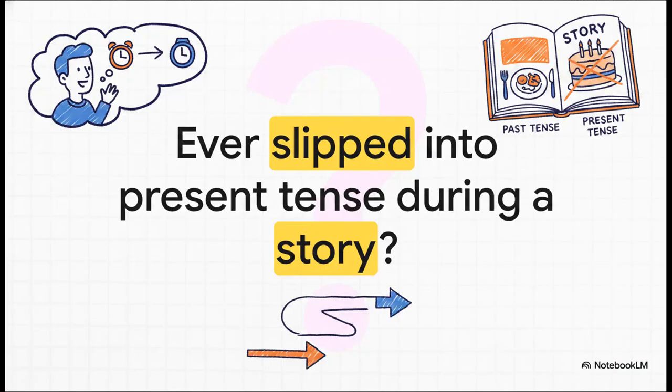Picture this. You're telling a story about a finished time, right? Like what you did last weekend, or maybe a vacation you took 2 years ago. Have you ever found yourself slipping into the present tense halfway through that story? It's a remarkably frequent error.